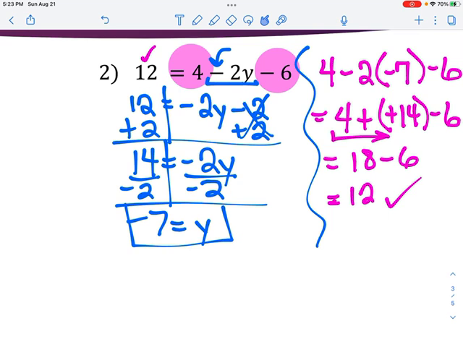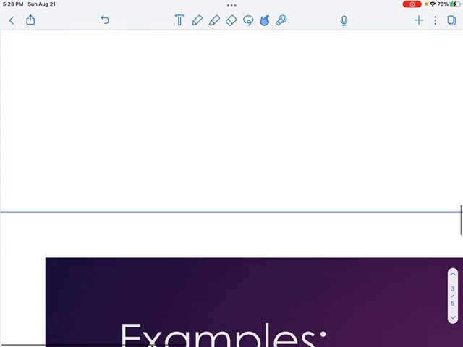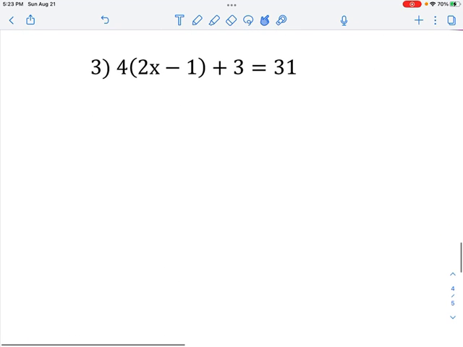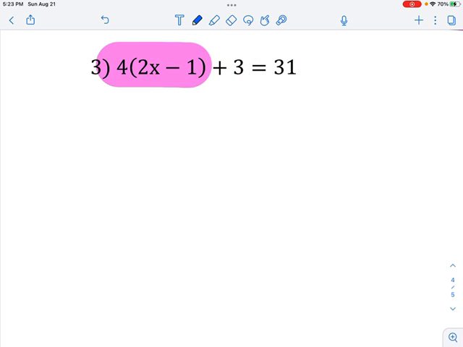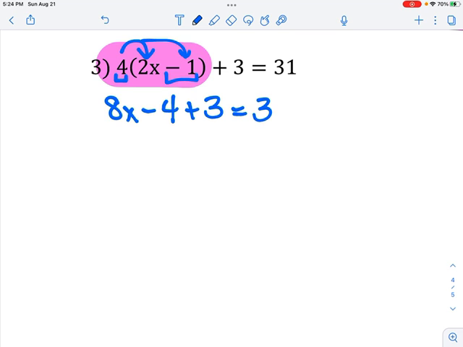So that is 2 examples of solving a multi-step equation. Okay, let's continue this and solve a couple others. Now, on this problem, you're going to notice parentheses have shown up. So what that means is that is the first thing I'm going to do to simplify. Remember when we worked on distributive property, that's what's going on there. We have a number in front of that grouping. So we're going to take that number and we are going to distribute it. So 4 times 2x, that's 8x. 4 times negative 1, that's a negative 4, plus 3 is equal to 31.